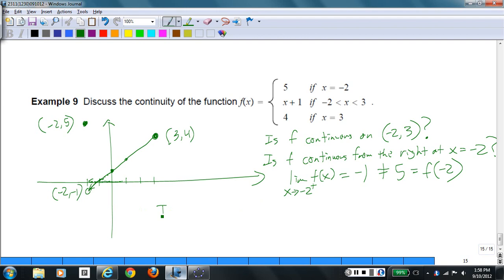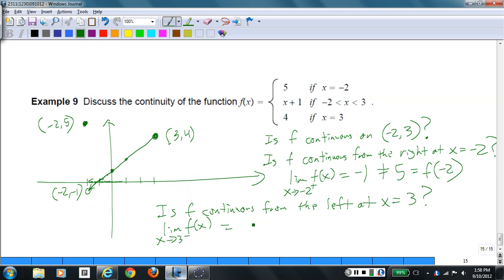Is f continuous from the left at x equals 3? Yes, it is. The limit of f of x as x approaches 3 from the left equals 4, but that's also equal to f of 3. There we go. So that's a yes. I guess I didn't answer the previous question. Although this one was a yes, the previous one was a no.